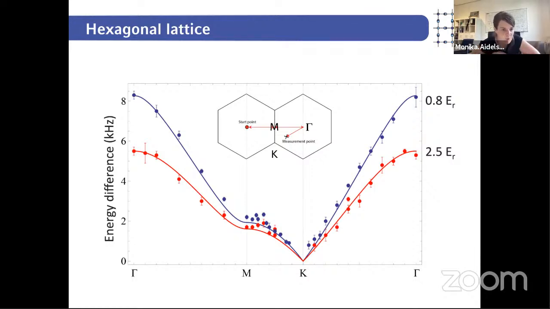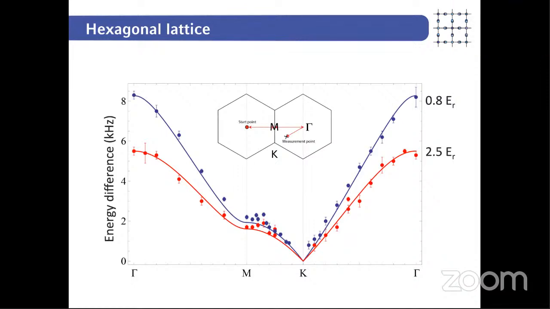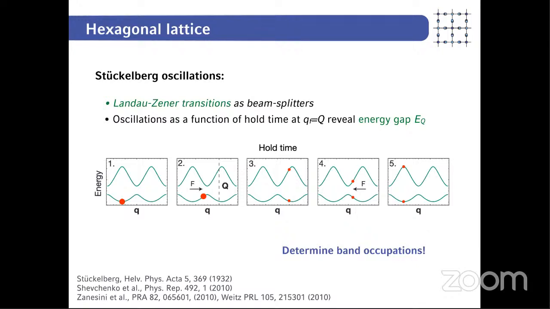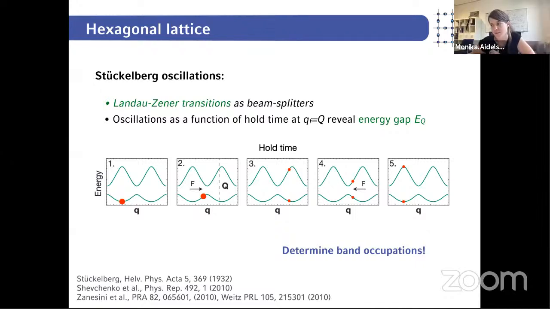Sorry, there was a question. Yeah, sorry, it's the sequence of 5 pictures that you had. It looked like the atoms in the excited band were also at Q equals 0. So how did they end up moving to a different place in real space? Yeah, I didn't really explain that. Yeah, so that's a very good question.